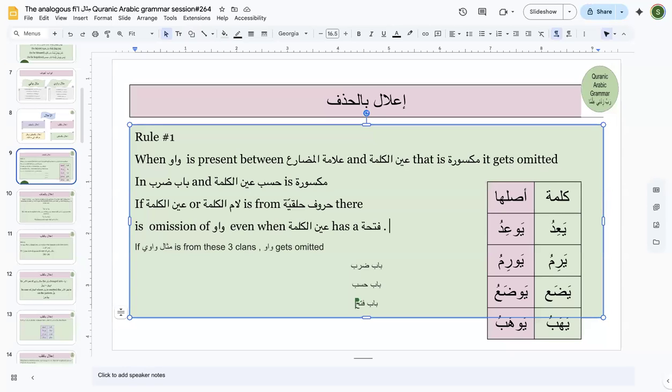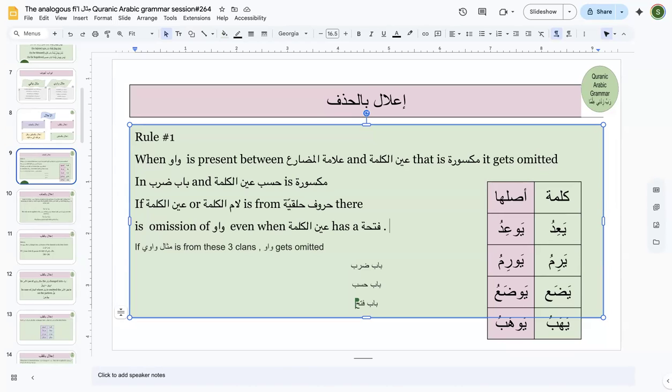Always remember to make sure that there is always going to be a room for exceptions. I cannot emphasize enough that you always keep some room for exceptions. But for the purposes of this session, if I ask you what is the rule number 1 pertaining to misal wawi, what will be the answer? Alamatul mudare ainul kalma maksura, waw will be omitted. Ainul kalima lamul kalima harufe halkiya, waw is going to be omitted.